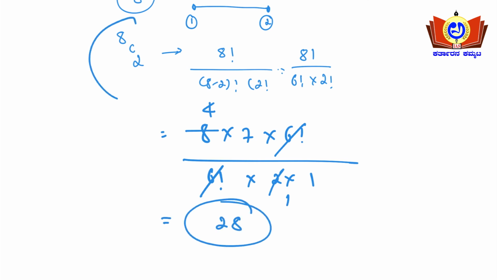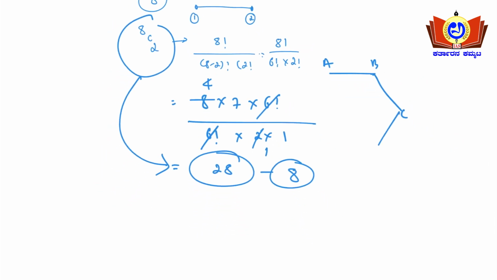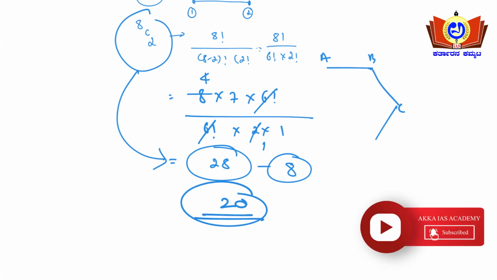If at all you stop the problem here, then again you will be in the wrong answer, my dear friends. Why? Because see here, there are 8 sides which are adjacent. So A to B here, and B to C here. These are the adjacent faces. We need not count them here. So how many adjacent faces will be there? 8 adjacent faces. So you need to subtract 8 from 28, and then you will arrive at the answer 20, my dear friends. So this was the second method of dealing with the question.